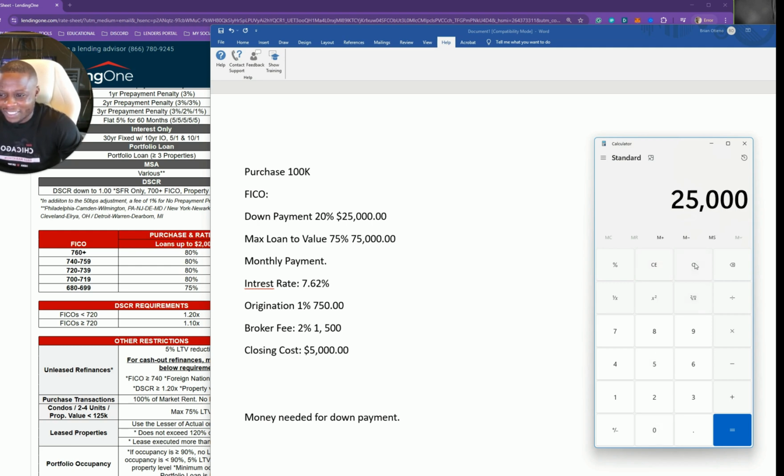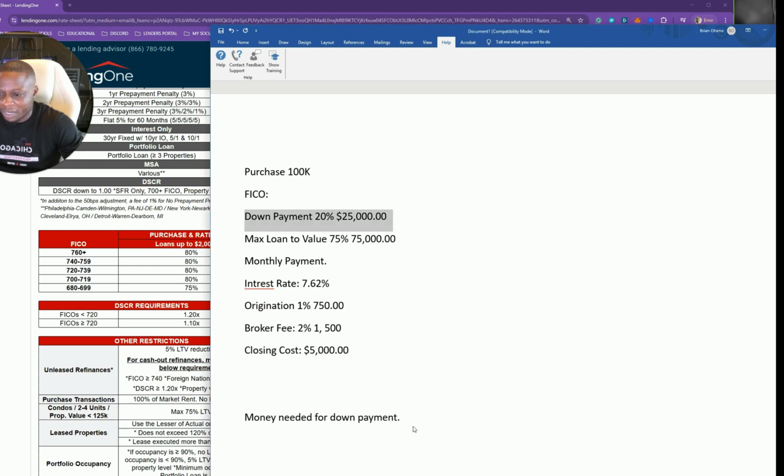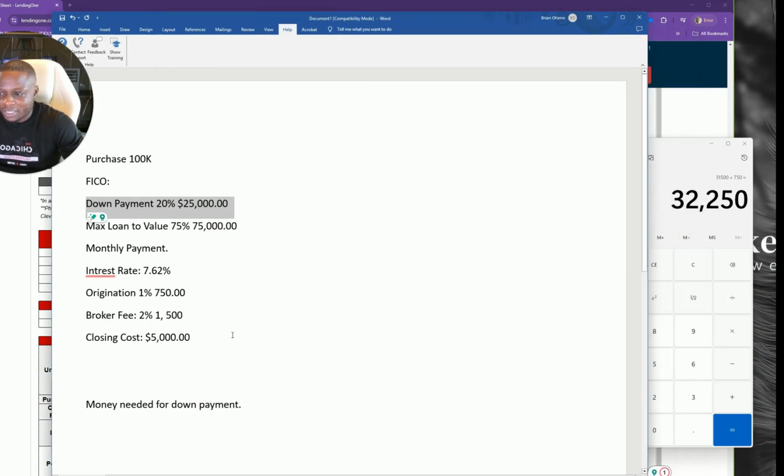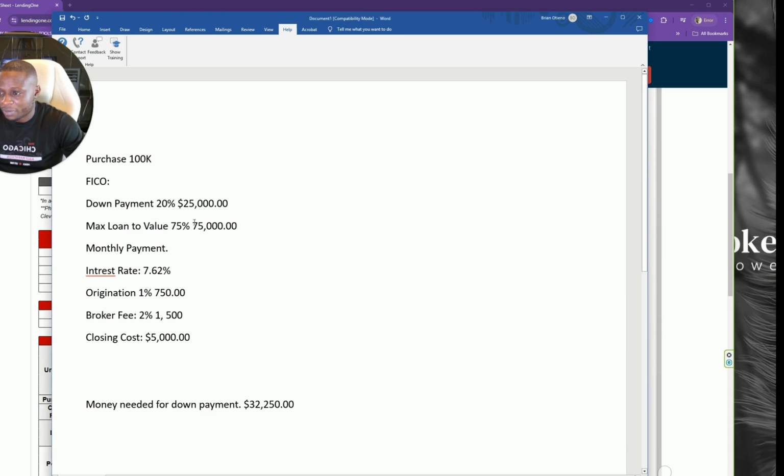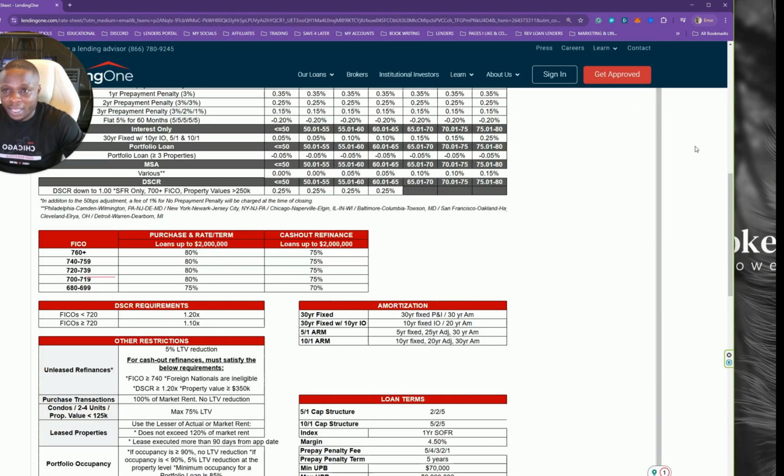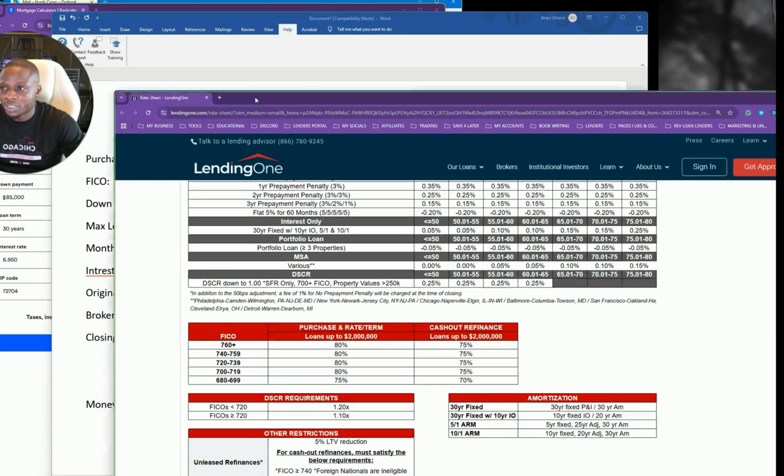So $25,000 plus $5,000 plus $1,500 plus $750. Based on this scenario, the client needs how much to come down to the table with? He's got to bring $32,250 to make this loan happen. Okay? Now, what is going to be his monthly payment? His loan amount is $75,000, and we just want to calculate the principal and interest.